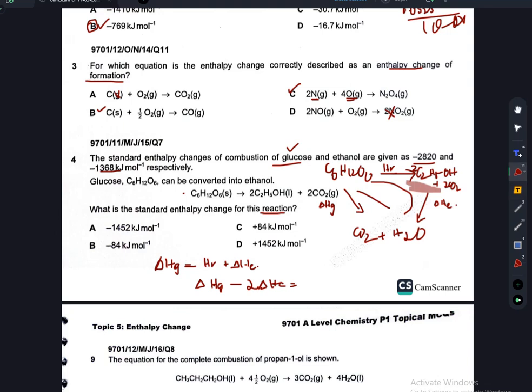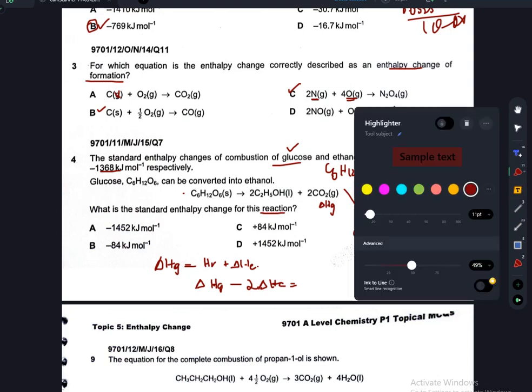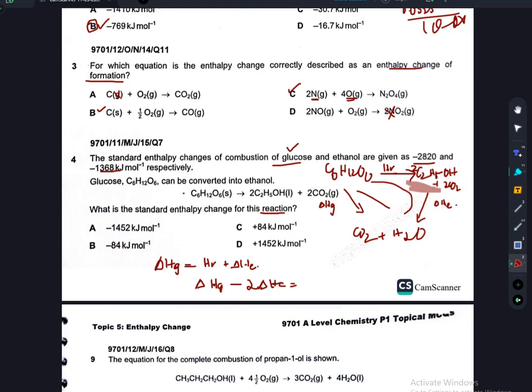Let's change the color of this highlighter. Yeah, this would work. Okay, and I have added 2 here because we are combusting 2 moles of ethanol according to the balanced chemical equation. Now you do the calculations, you put in glucose's value and the ethanol's value, and this would be equal to B, minus 84 kilojoules per mole.